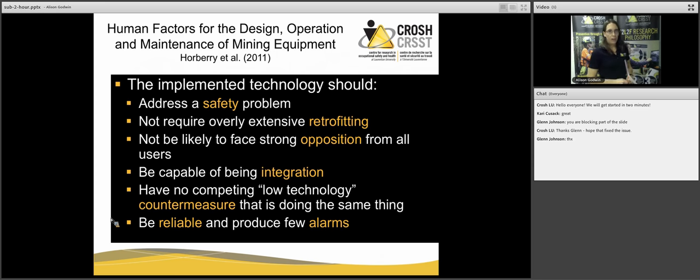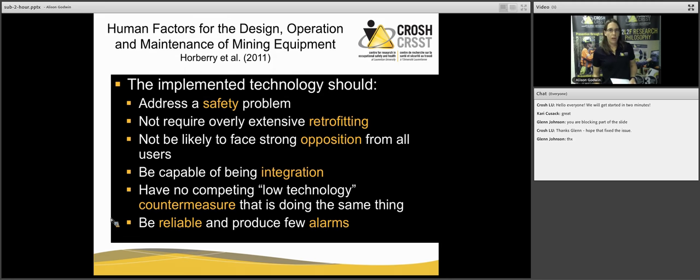We don't want the technology to require overly extensive retrofitting. At the moment, that's what most of the systems are doing. Basically, they are being put into the equipment after the fact. And so it's harder to integrate a really perfect solution when you're tagging on to an already existing system.